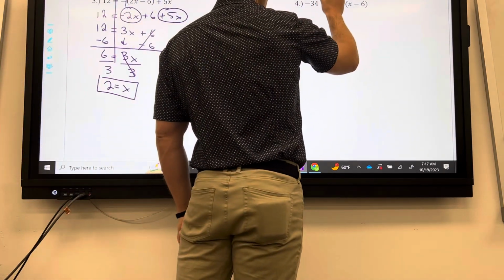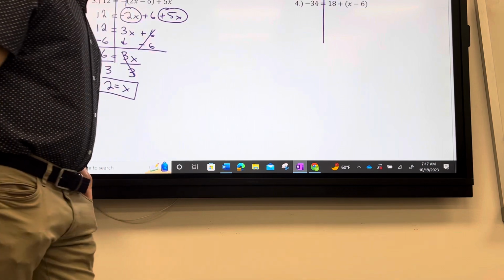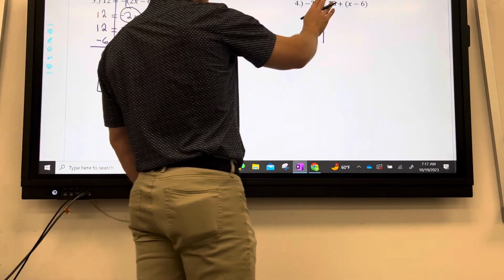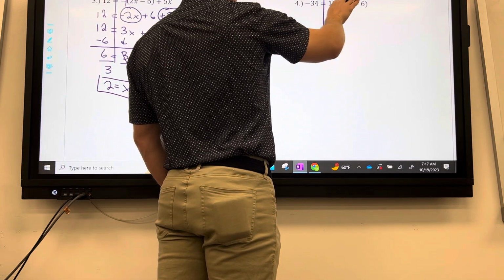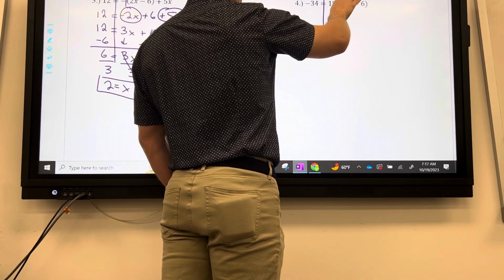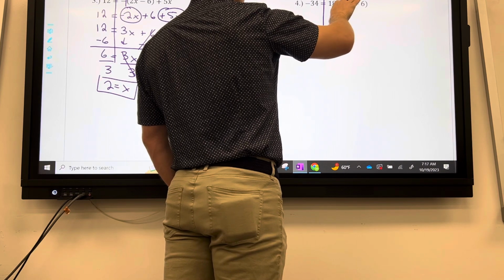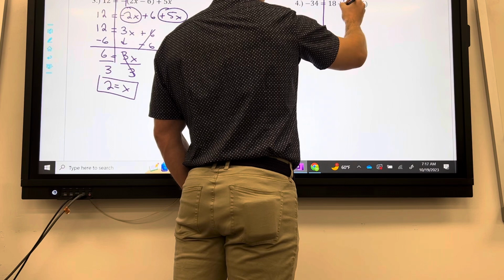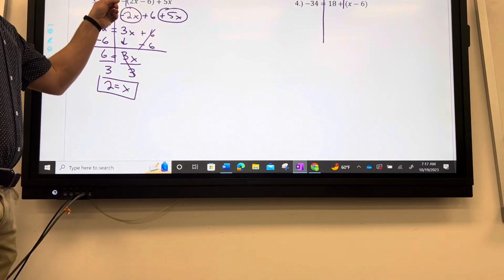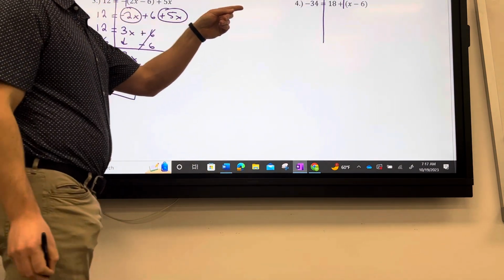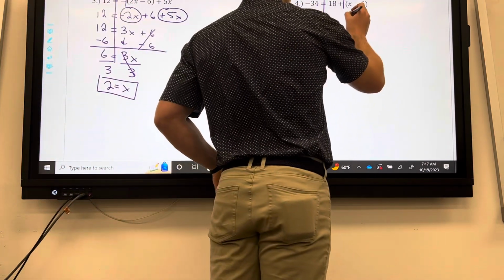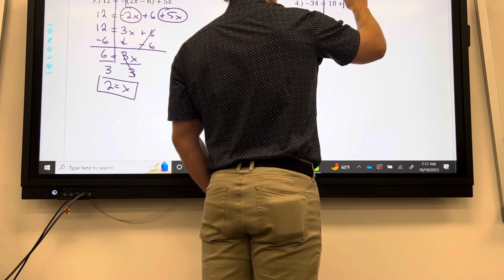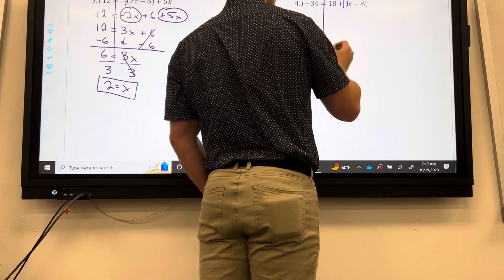On number 4. Once again, there's no number outside the parentheses, just a plus sign. This 18 is too far away from the parentheses. For you to distribute something, it has to be right next to the parentheses. So you do not distribute this 18. What you do is you slide an invisible 1 there. And just like over here where we distributed a negative 1, on this one, we are distributing a positive 1. And we also have to put a 1 in front of the x. So you do 1 times 1 and 1 times negative 6.